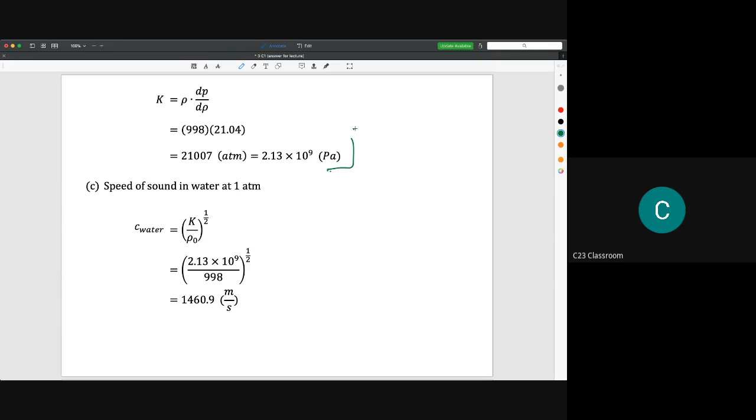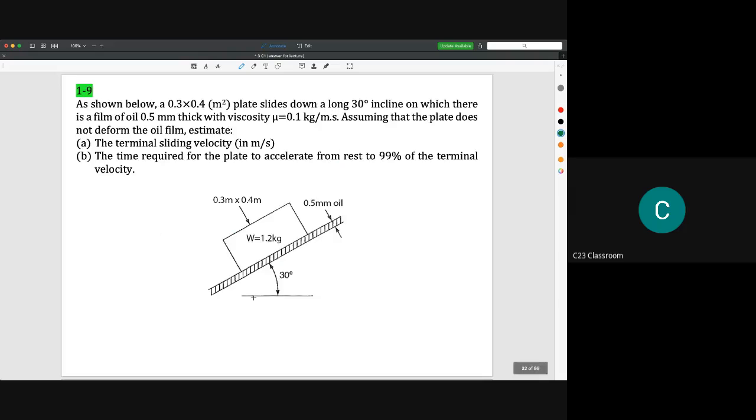And for the speed of sound, from the textbook we get C, the speed of sound in water, which is the square root of K over rho naught. We substitute the values from the textbook, and we get 1,460 meters per second, the speed of sound in water. Okay, so questions 1 to 8 are just a warming up, using the common equations from the textbook, and this is the main idea for the fluid properties.